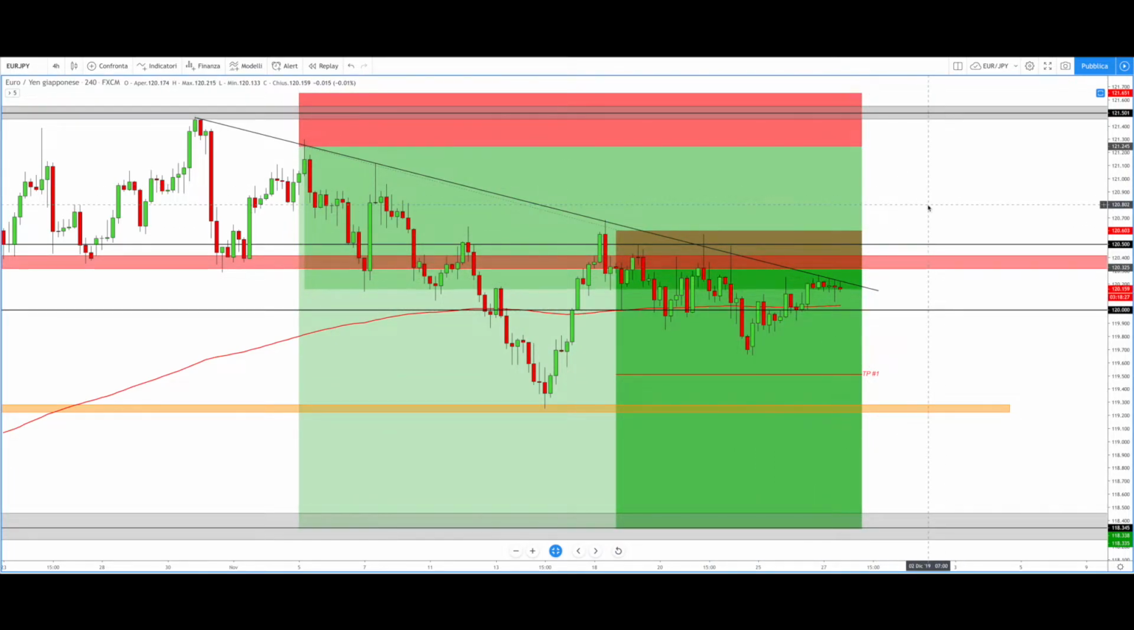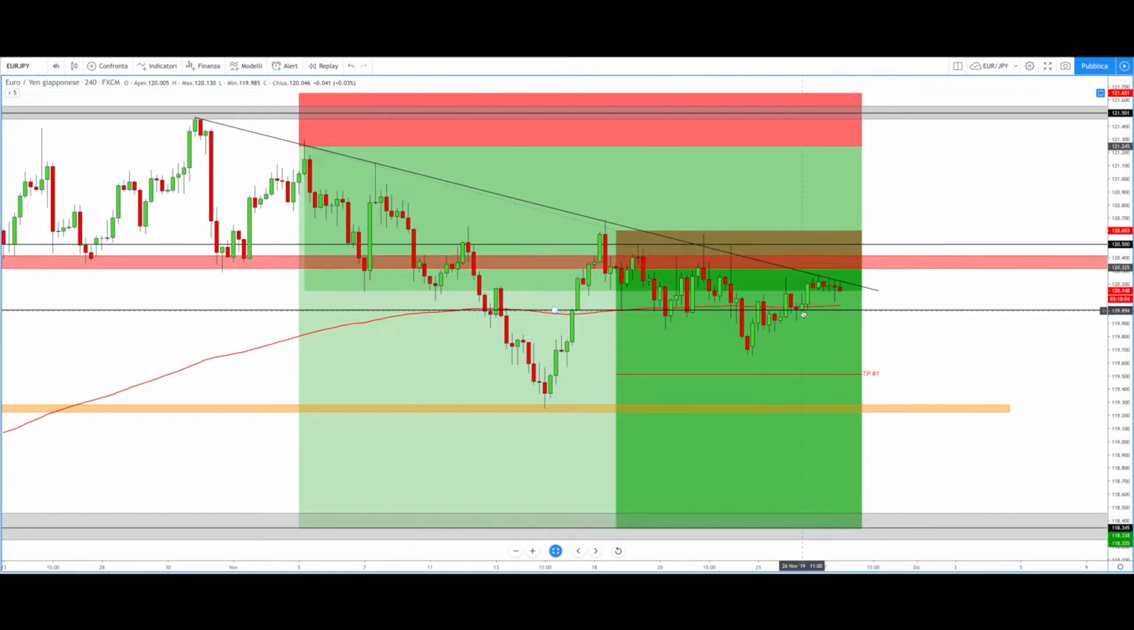Because if you follow our weekly PDF on Euro-Japanese Yen of the last week, you can see that on the bigger time frames like daily and weekly, we had a big bearish pressure, and on this time frame we have many bearish signals, so I expect a new bearish movement in the next days.